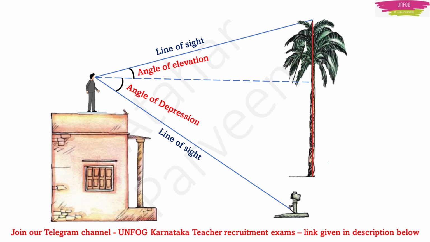You are lifting your head up to see the tip of the tree, and the angle which you are making with that horizontal line. Which is the horizontal line? This is the horizontal line. Okay, so the angle which you are making with the horizontal line is angle of elevation while seeing the tip of the tree. While seeing the bottom of the borewell, the angle which you are making with the horizontal line is known as angle of depression.